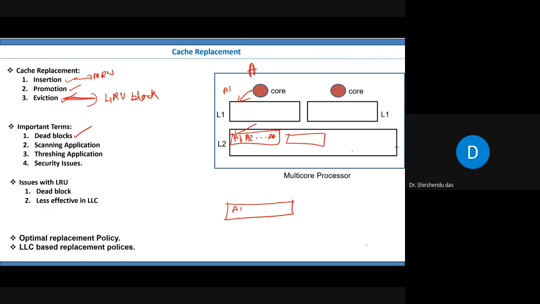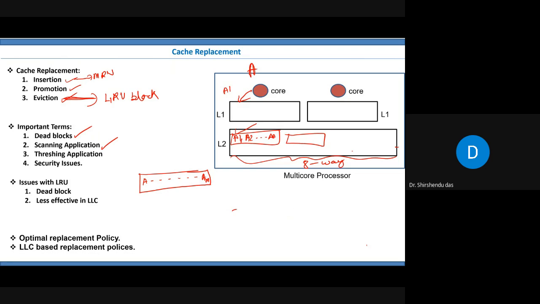Okay. So dead block done, scanning application done, then thrashing application. Thrashing application means, I'll explain it in this way. Suppose these are the access requests of a thrashing application, A to AM. So the number of blocks here is more than the associativity. Suppose the associativity here is 8. There are 8 ways here.